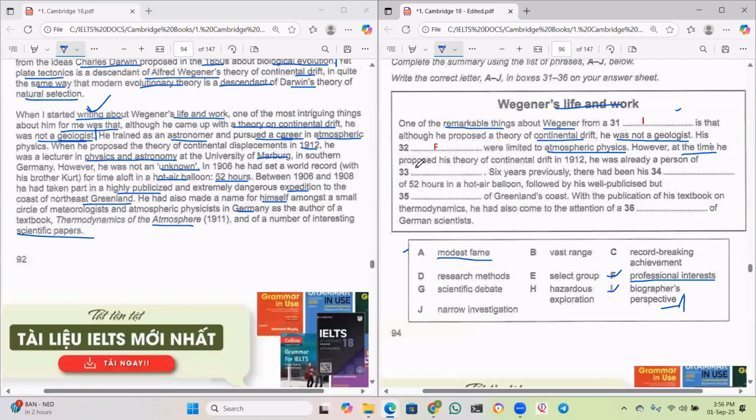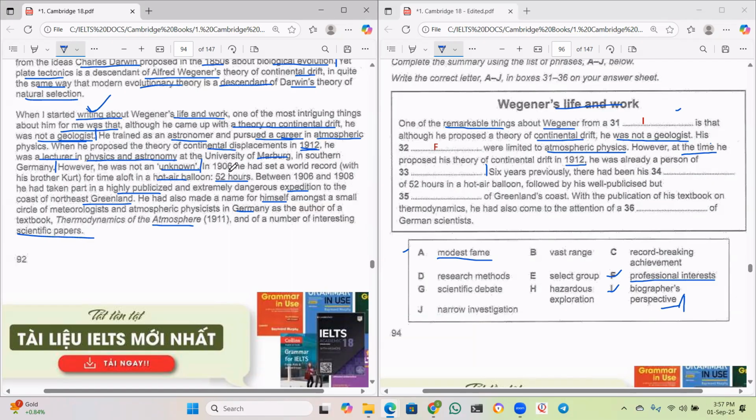However, at the time he proposed his theory of continental drift in 1912, he was already a person of dash. So 1912 is the keyword. When he proposed the theory of continental displacement in 1912, he was a lecturer in physics and astronomy at the University of Marburg in southern Germany. Yes, that is very simple. However, he was not unknown. Till here we have to read this.